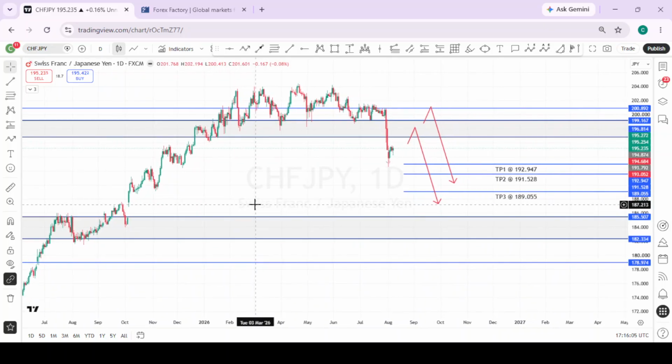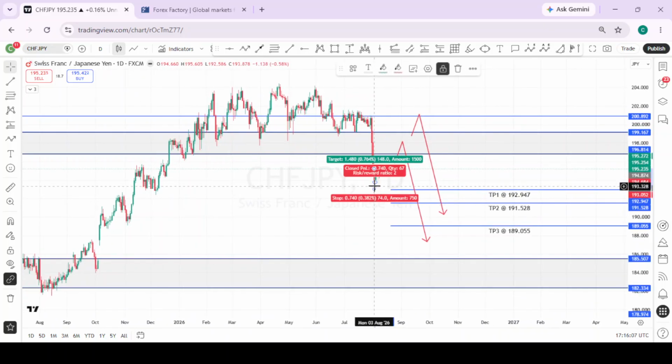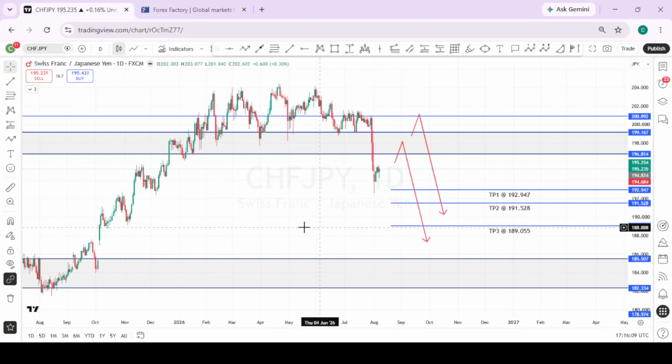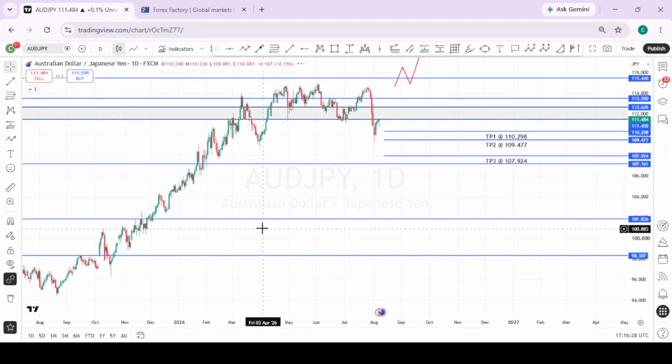This is CHF JPY, and it's a similar scenario as we have on the other JPYs. We are looking forward to see a possible pullback into this area of interest and look for selling opportunities to the downside. Should price pull back to this second area of interest and give us selling opportunities, we'll still be glad to take our sells from there to the downside. So these are the various targets we have for the coming week.